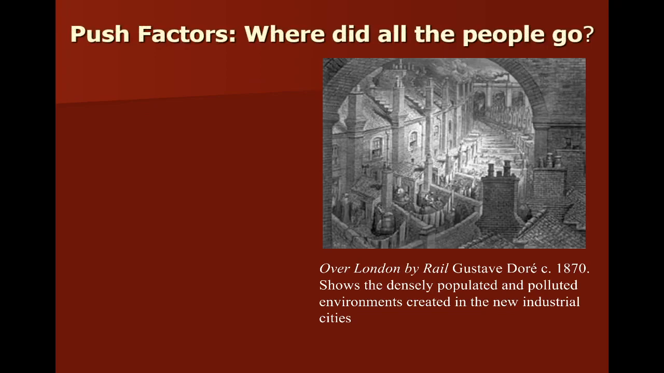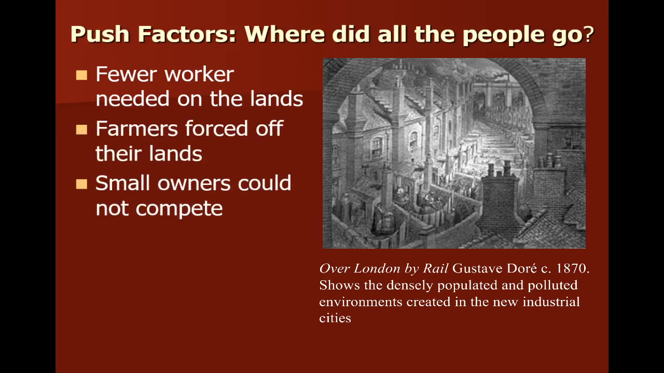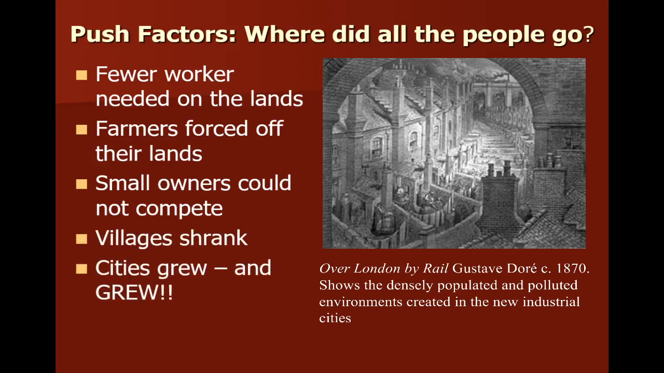So push factors, where are people going to go? We haven't talked about push or pull factors in this class a whole lot, but the basic concept is that a push factor is something that is pushing you out of a place, and a pull factor is something that's going to bring you in. So a push factor is pushing people out of an area. So there's fewer workers needed for the rural lands located in Britain. Farmers are going to be forced off their lands. Small owners could not compete. Villages are going to shrink, and cities are going to grow and grow and grow. That's going to be a constant theme that you're going to see.